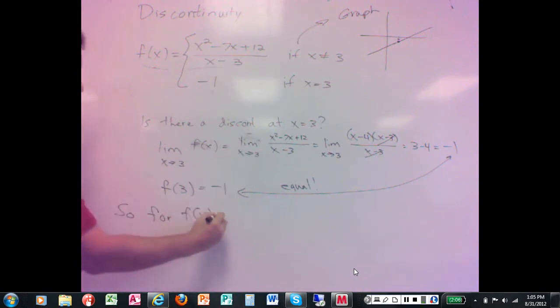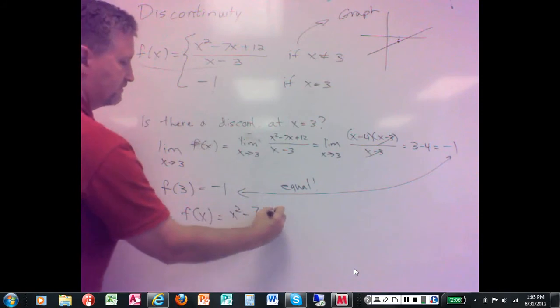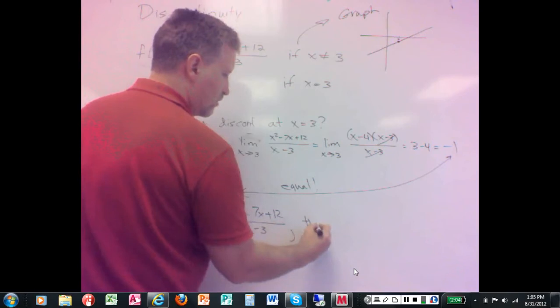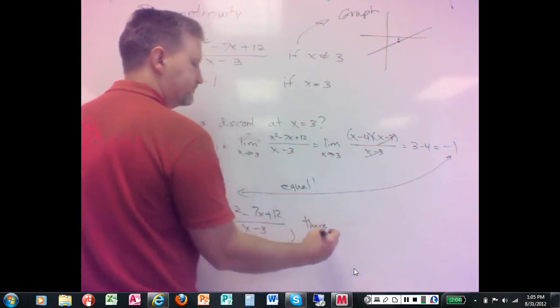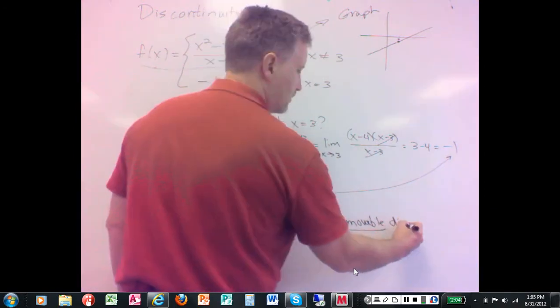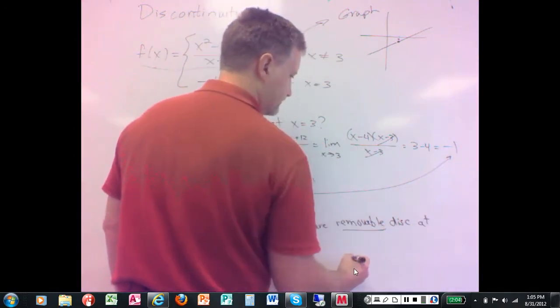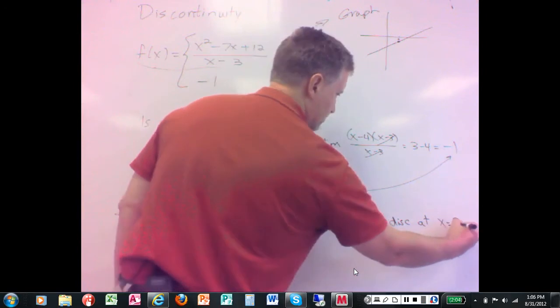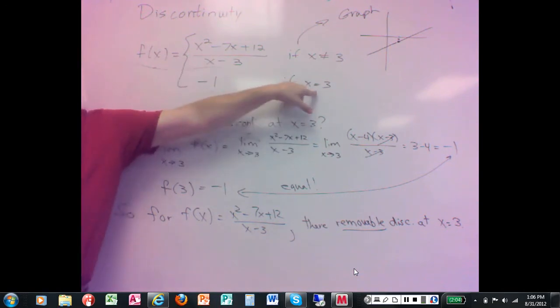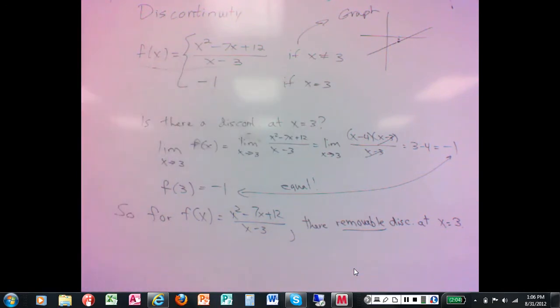So for f of x equals x squared minus 7x plus 12 over x minus 3, there's a removable discontinuity at x equals 3. And to remove it, this is what I do: just define it to be negative 1 at x equals 3. Are you with me on that? So we've seen a couple of examples of those.